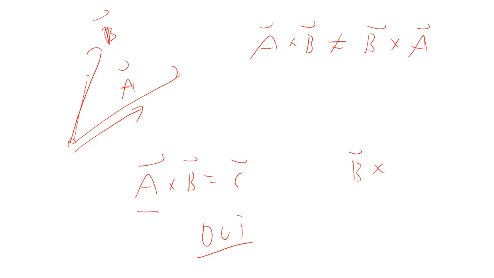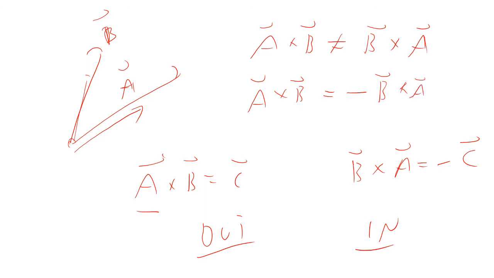Whereas B cross A, if you put your right hand in the direction of B, you have to turn it so that, in order to go from B to A, your thumb has to point into the screen. So that would be the opposite direction. So that means that A cross B is equal to minus B cross A. They're in opposite directions.